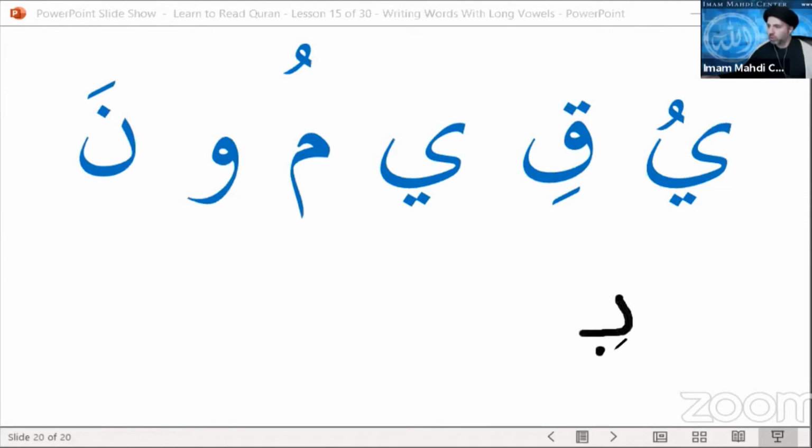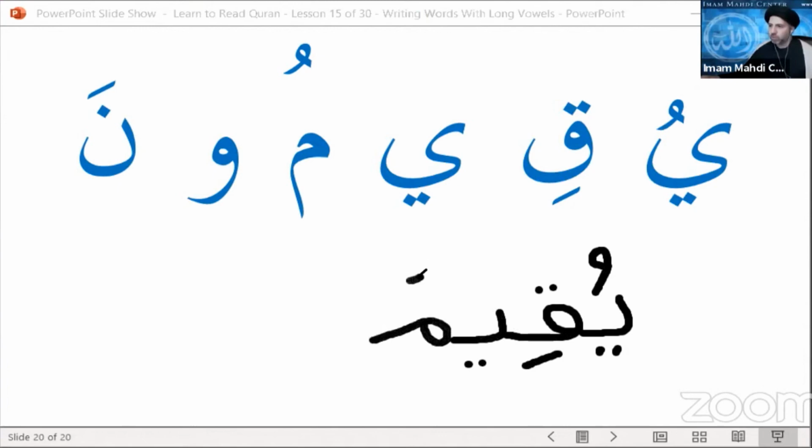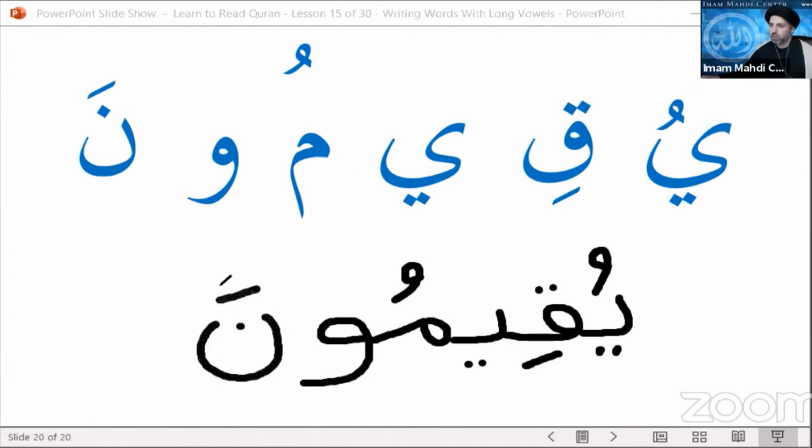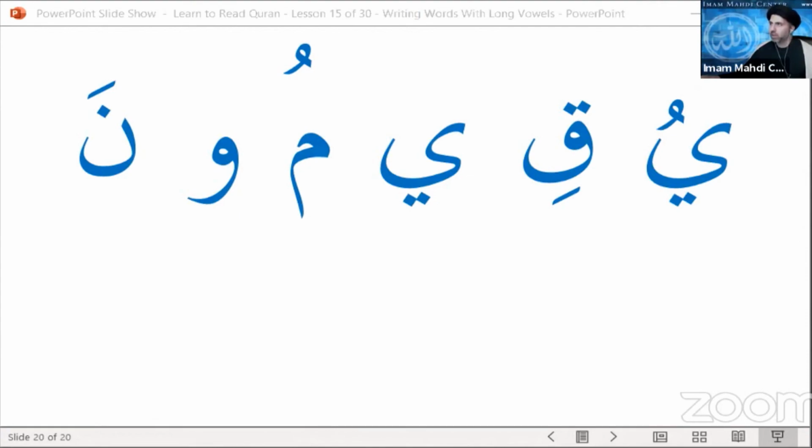Lowercase Ya with 2 dots underneath, and its Dhamma. Then Qaf with its 2 dots and its Kasra. And then the Ya. The Ya does not have any markings because it's read together with this Qaf as one syllable. Then we have the Mim with its Dhamma connected to Waw. And of course this Waw doesn't have a marking because it's connected with this Mim. It's read together with the Mim. And then we have the Noon with Fatha. So we read this as Yu, Qi, Mu, Na. Yuqimuna. And that is our last word for this lesson, and that is the end of our lesson for tonight.